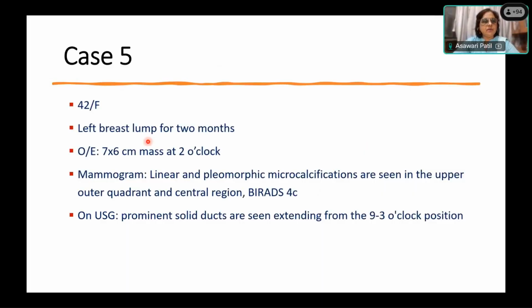This was a 42-year-old female with a left breast lump, 7 by 6 centimeter, at 2 o'clock, and mammography showed linear calcification. On USG, there are prominent solid ducts seen from 9 to 3 o'clock position. It was BIRADS 4C.